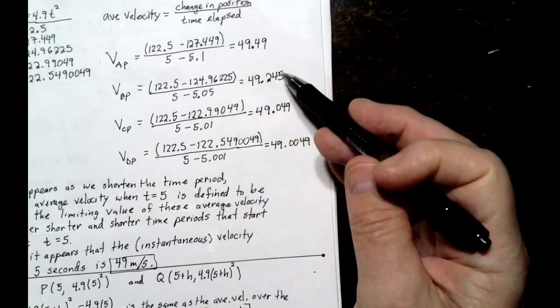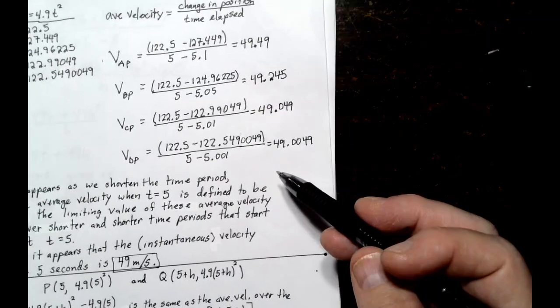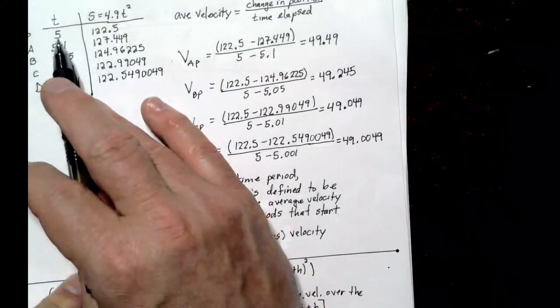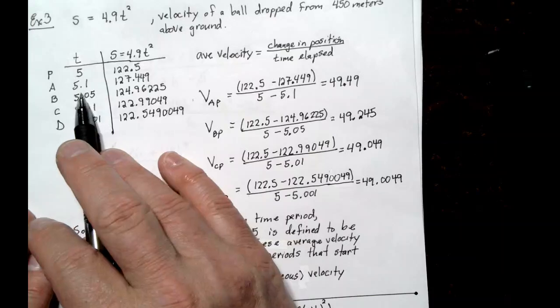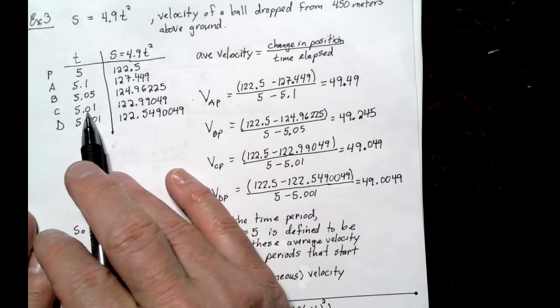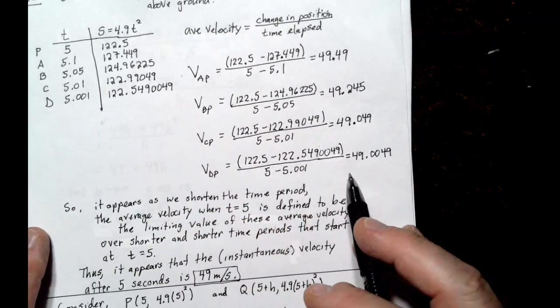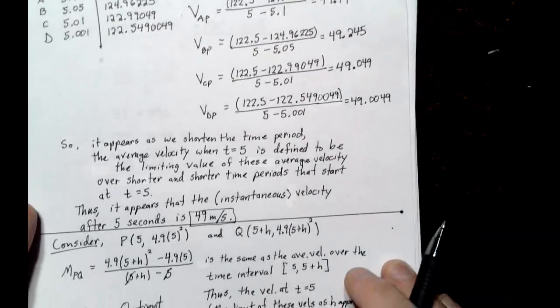And notice you're getting closer and closer to 49. What we find out is that as the interval between 5 and another time close to 5 gets smaller and smaller, we get a number that shows the rate of change is 49 meters per second.